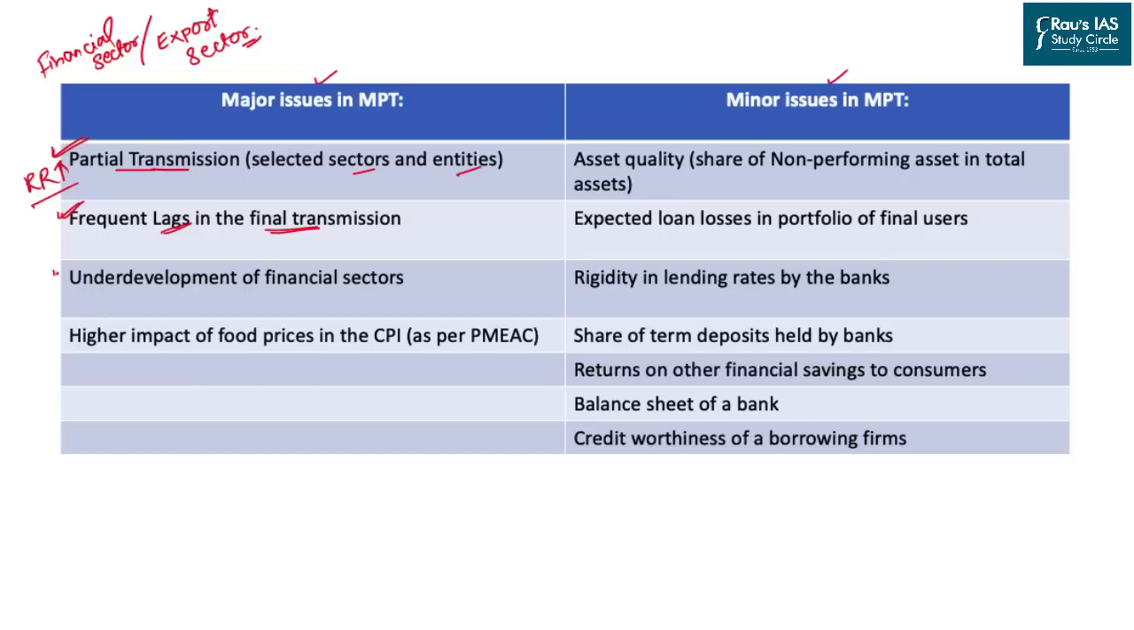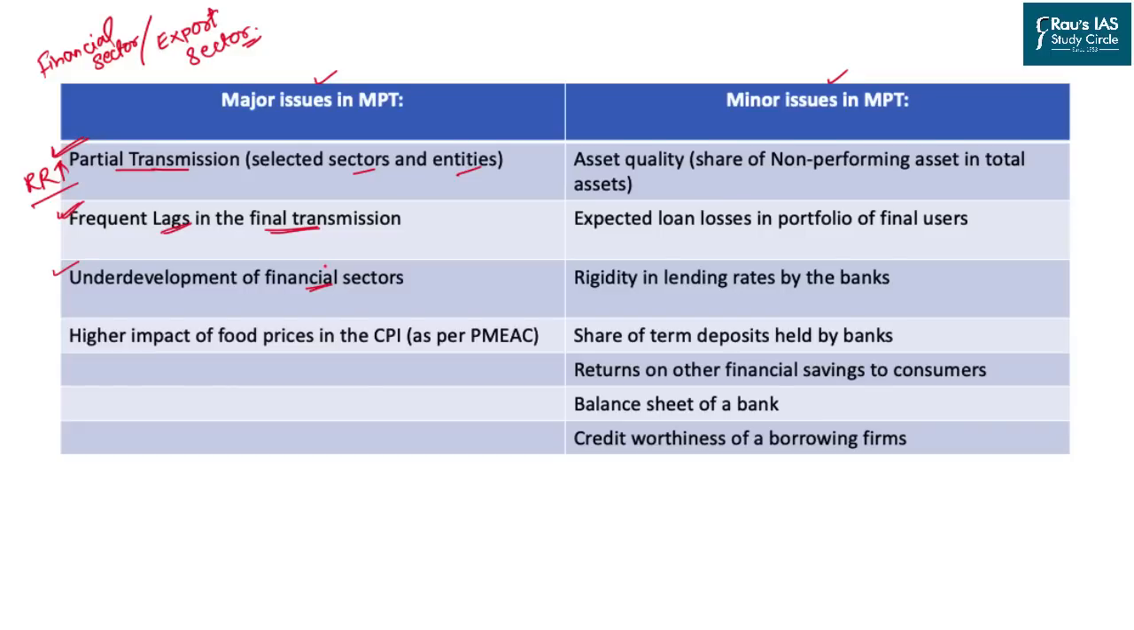Then comes the underdevelopment of the financial sector. Still, India is a country where last mile banking services are not yet universal. There are people in rural areas who still rely a lot on moneylenders and sometimes even on peer-to-peer lending. So when there is a moneylender or peer-to-peer lending, there is no impact which we are going to observe if there is an increase in the repo rate. If the bank is not involved, it does not matter what the repo rate is to a consumer.